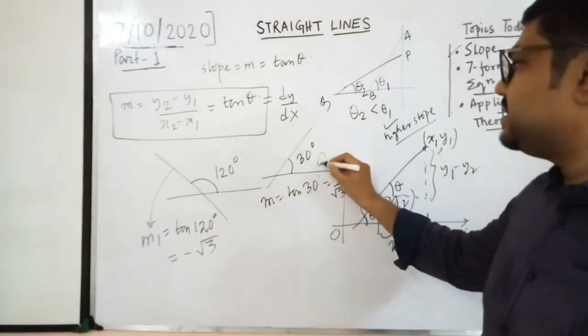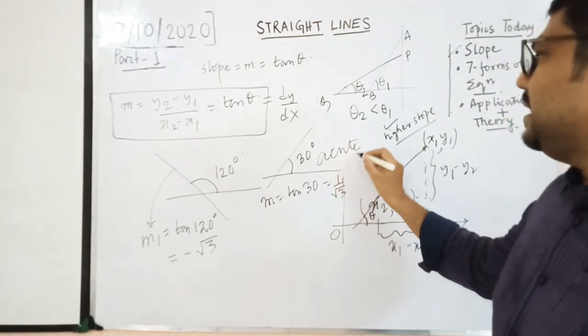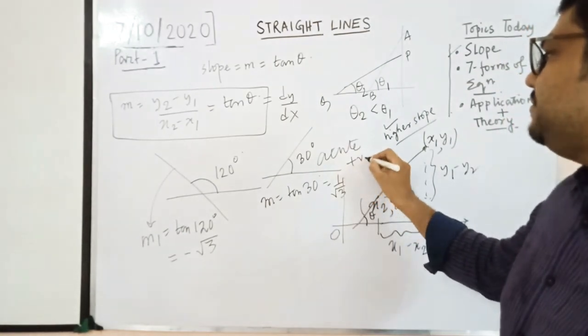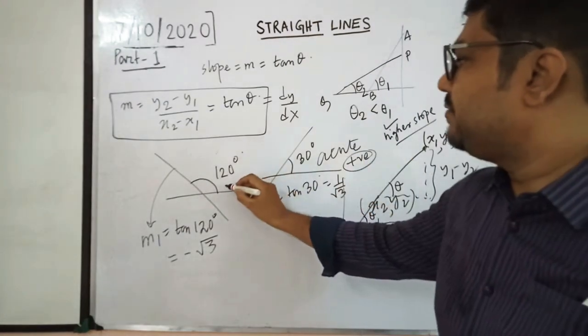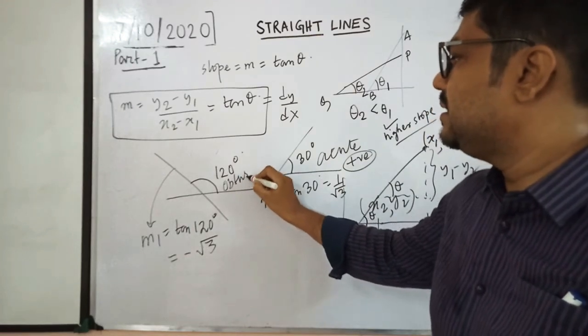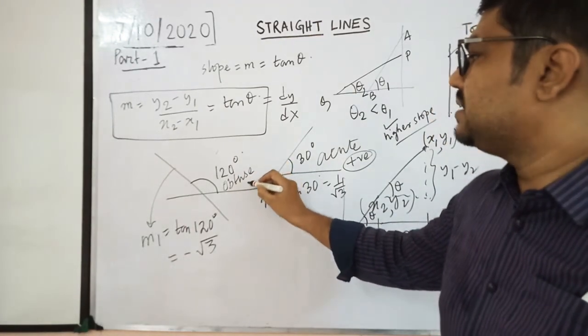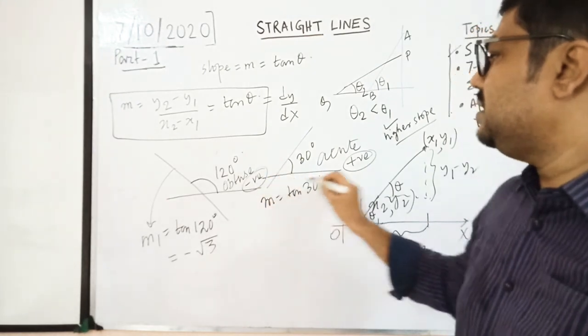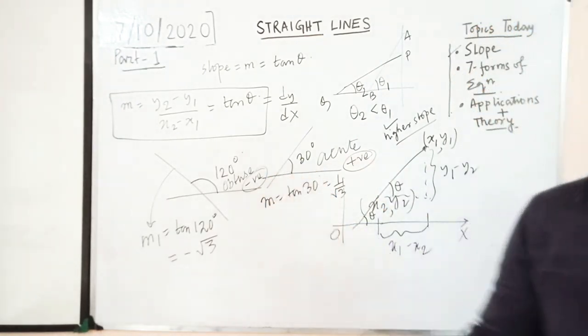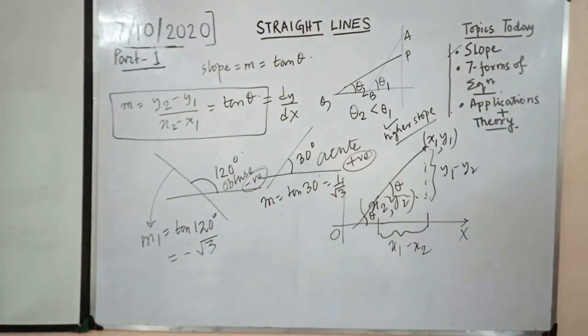The slopes of acute angles are positive, and the slopes of obtuse angles are actually negative. Slope here is positive, here it will be negative. So slope is a very important property of a straight line.